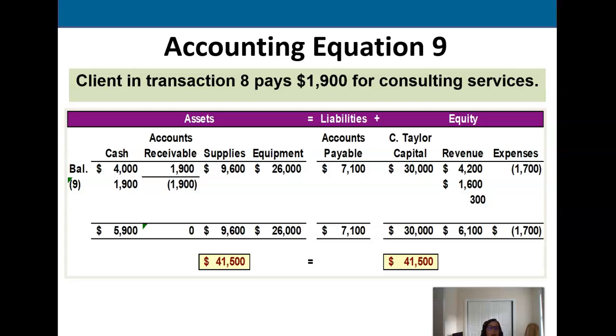And here we are on our spreadsheet, and we can see again this last transaction, the payment, both of those occurred on the left side, on the asset side of the equal sign. And so we had nothing impacting the right side of the equal sign, so we have $41,500 on both sides, and we remain in balance.